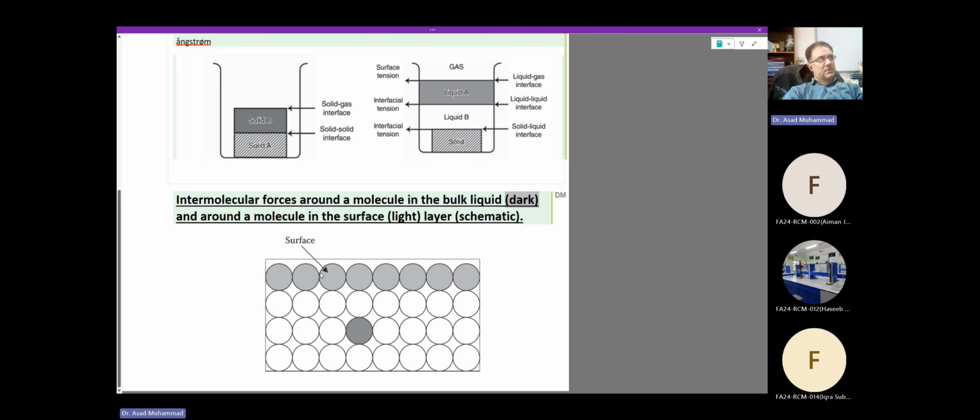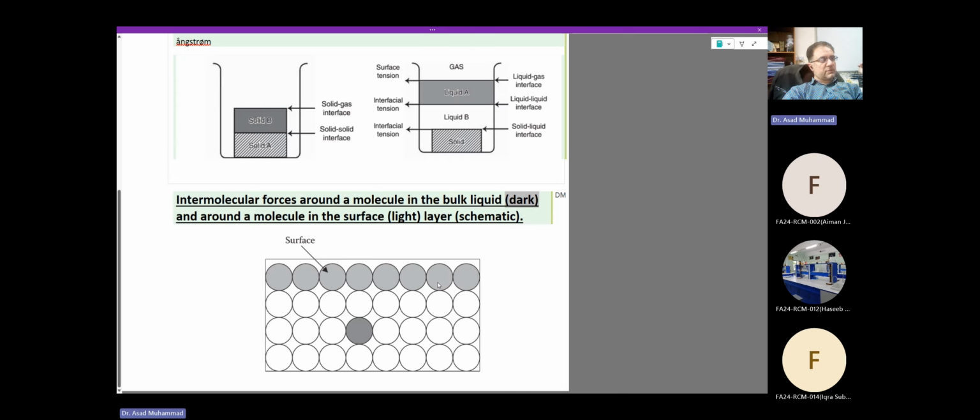Okay, so what will happen if force is applied downward on these light gray ones by the white ones? If it is applied downward, it means that the surface is going to be pulled downward.